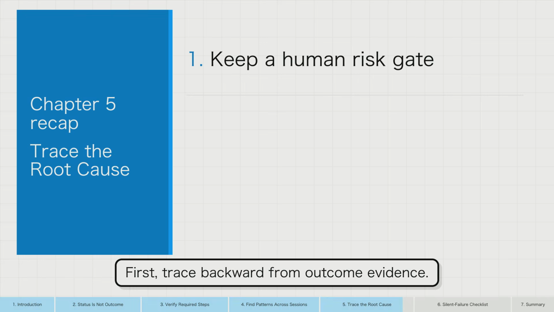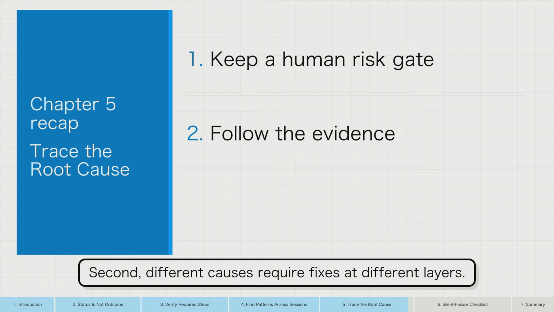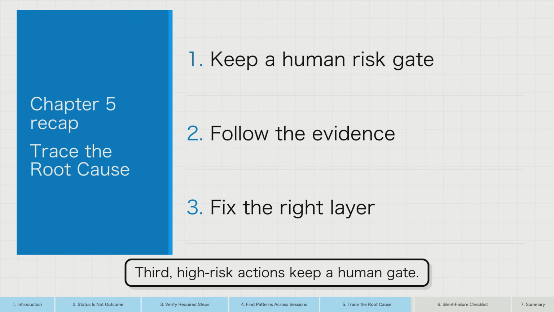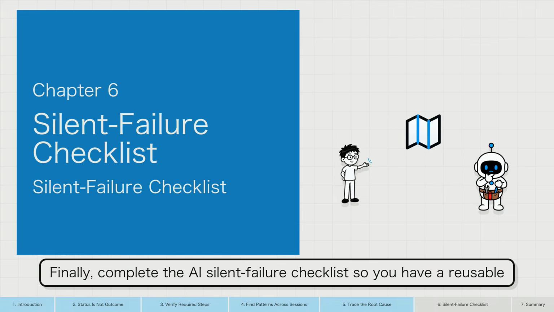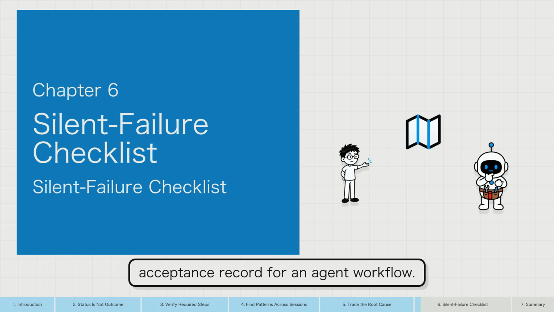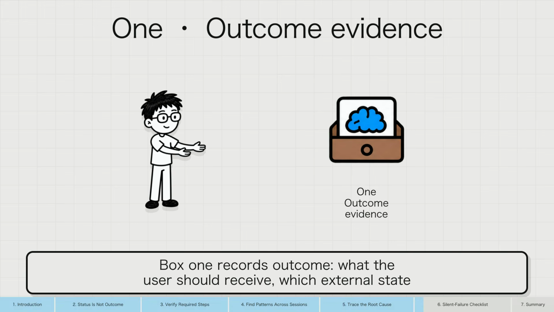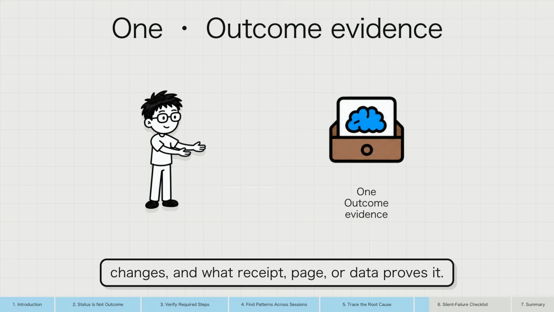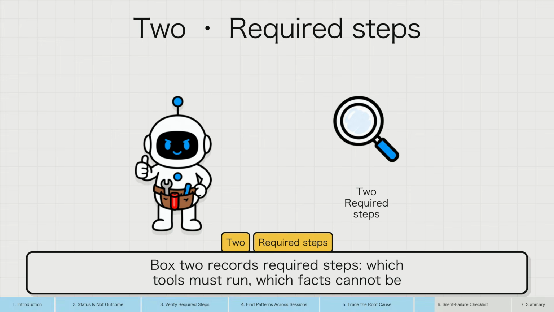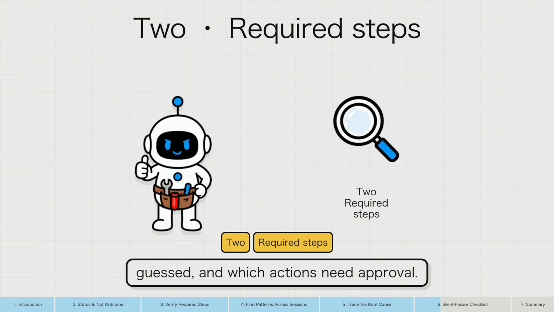Chapter recap. First, trace backward from outcome evidence. Second, different causes require fixes at different layers. Third, high-risk actions keep a human gate. Finally, complete the AI silent failure checklist so you have a reusable acceptance record for an agent workflow. Box 1 records outcome, what the user should receive, which external state changes, and what receipt, page, or data proves it. Box 2 records required steps, which tools must run, which facts cannot be guessed, and which actions need approval.